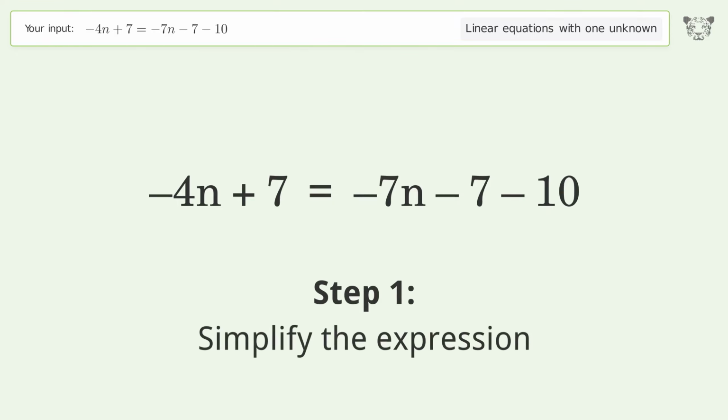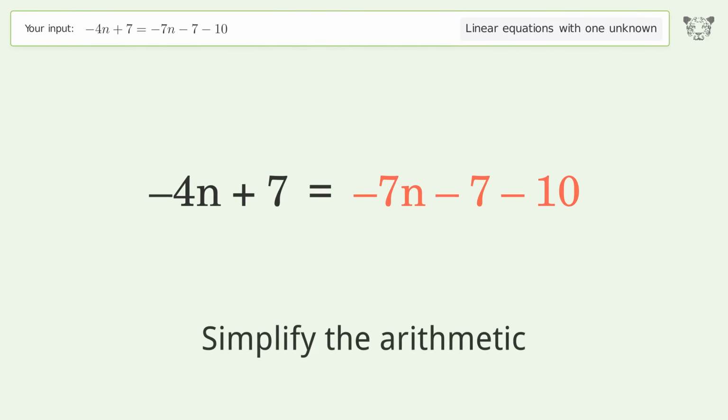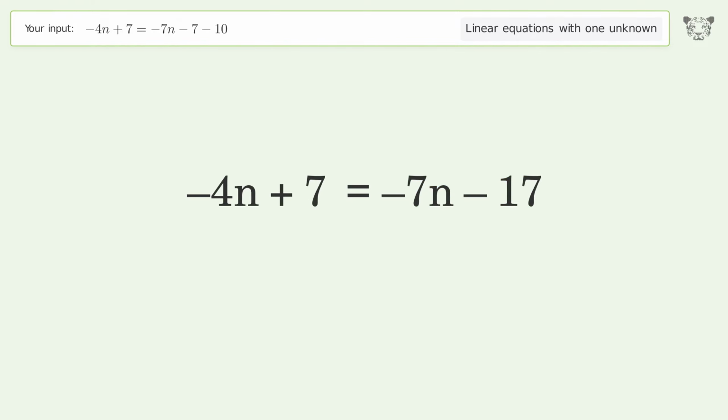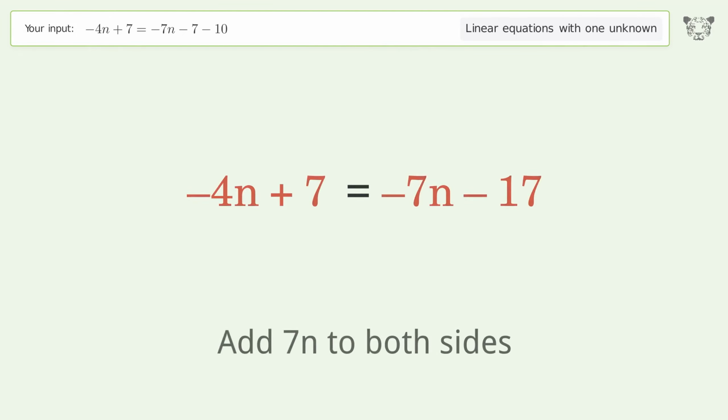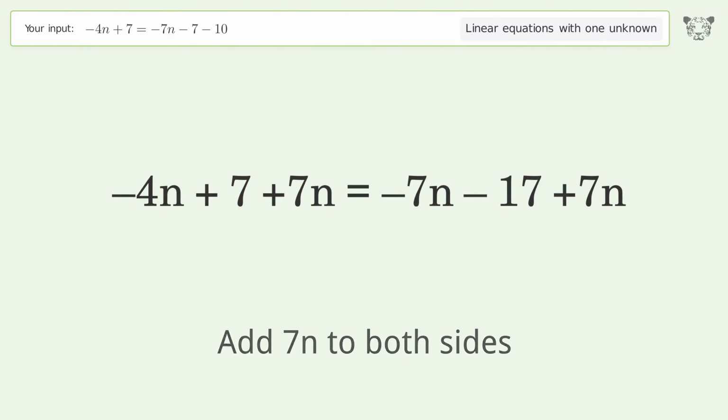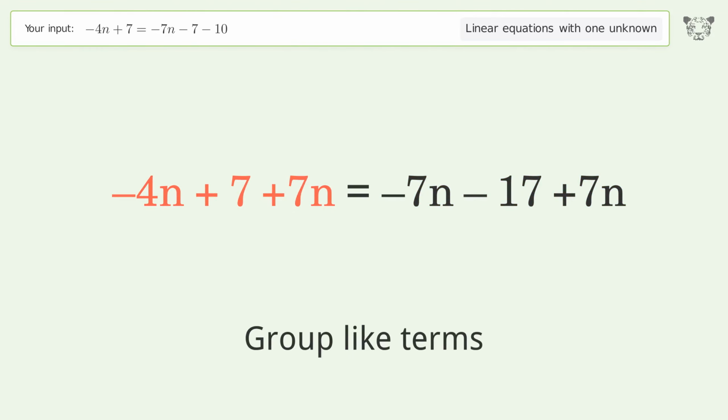Simplify the expression. Simplify the arithmetic. Group all n terms on the left side of the equation. Add 7n to both sides. Group like terms.